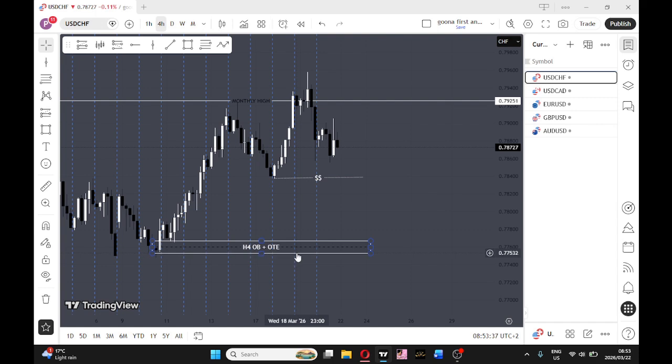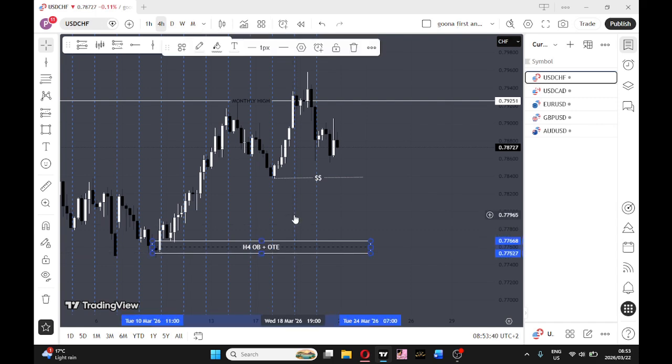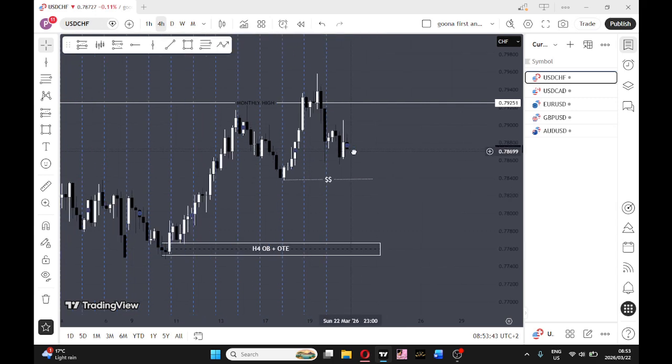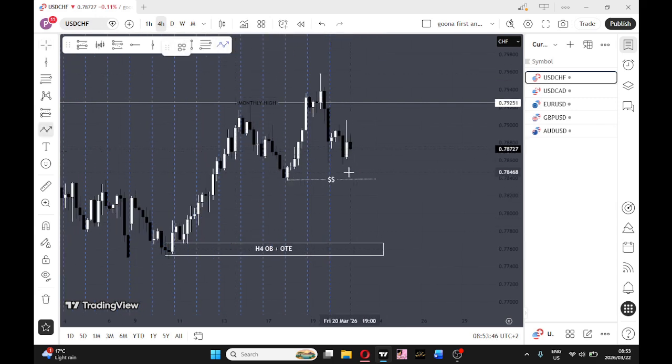I just feel like the 4-hour order block is much better compared to this one because liquidity is forming here, and I don't think it's gonna start pushing up right as it sweeps the liquidity. I feel like it's still gonna go a bit down before we target the monthly high. Yeah, so that's what I see for also this coming week. That's what's gonna happen.